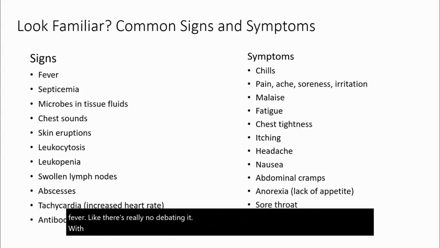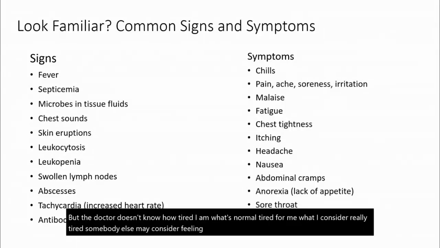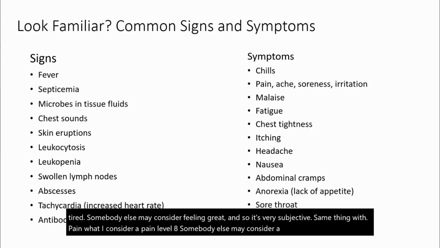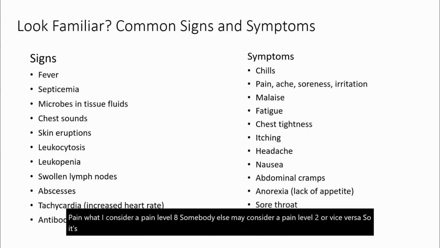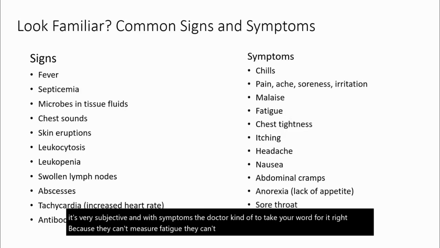With symptoms, these are more subjective. So notice things like fatigue. Well, I may say I am really tired, but the doctor doesn't know how tired I am. What's normal tired for me? What I consider really tired, somebody else may consider feeling great. And so it's very subjective. Same thing with pain. What I consider a pain level 8, somebody else may consider a pain level 2, or vice versa. So it's very subjective. And with symptoms, the doctor kind of has to take your word for it, right? Because they can't measure fatigue. They can't measure on a precise scale your pain or your achiness.